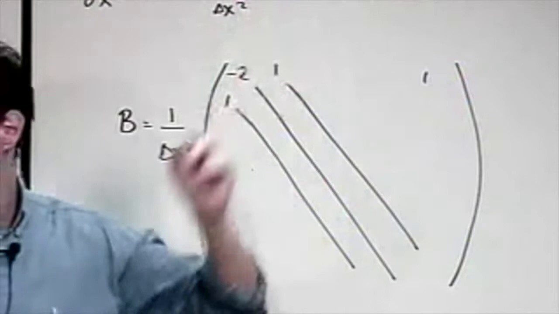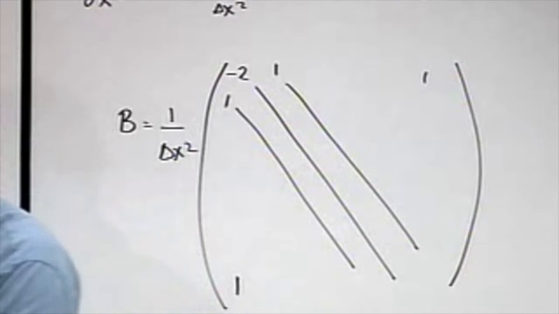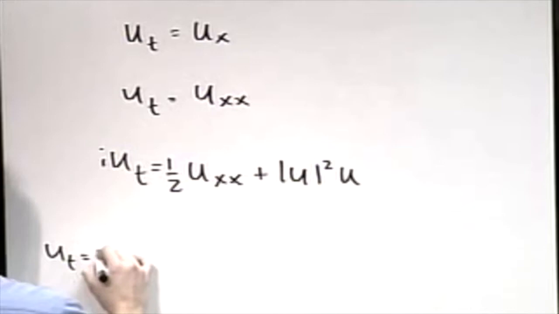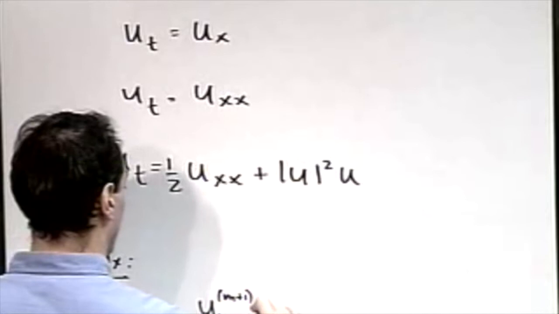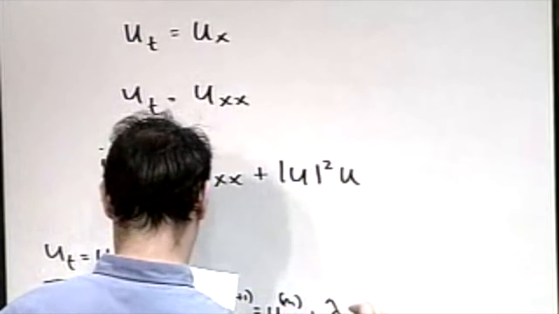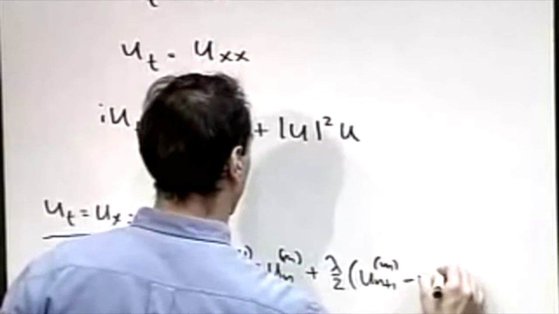In particular, let's talk about the iteration scheme. First of all, let's talk about the one-way wave equation. What were the iteration schemes? Well, we had Euler. The Euler scheme was something like this: U(n)(m+1) was equal to U(n)(m) plus lambda/2 times U(n+1)(m) minus U(n-1)(m). That was the Euler scheme.